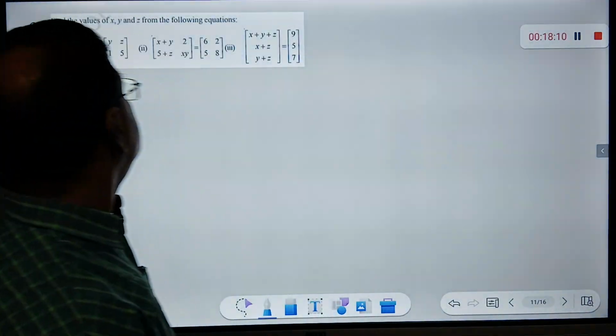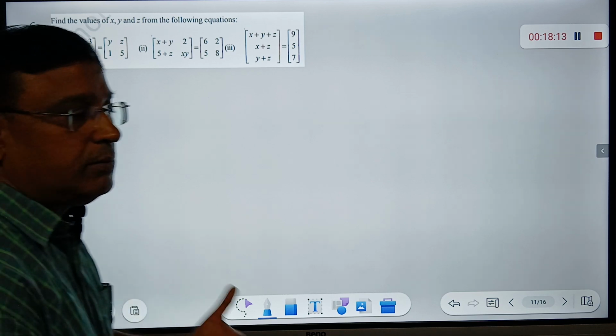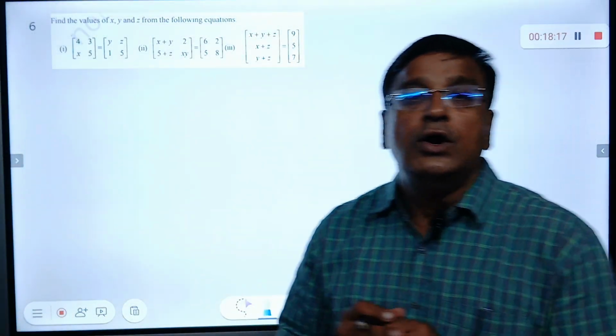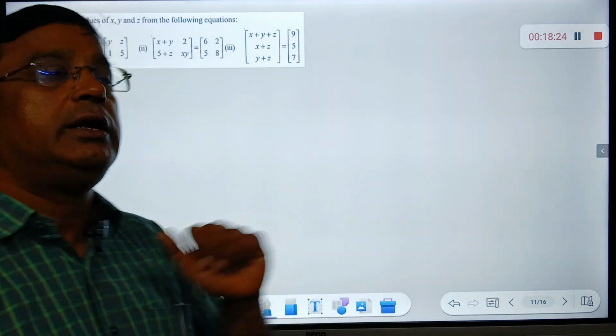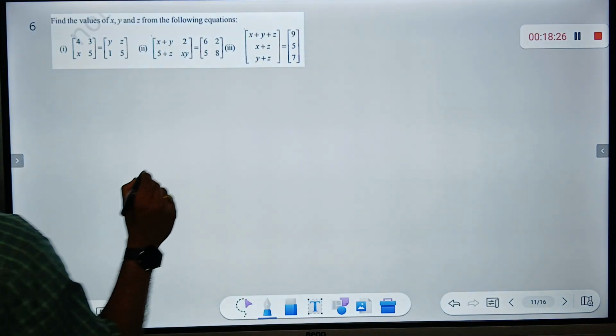Now let's go to question number 6. We remember we have done equality of two matrices. What is the condition for equality of two matrices? Two matrices are said to be equal if they are of same order and if the corresponding elements are equal. Let's see how it works in this problem.